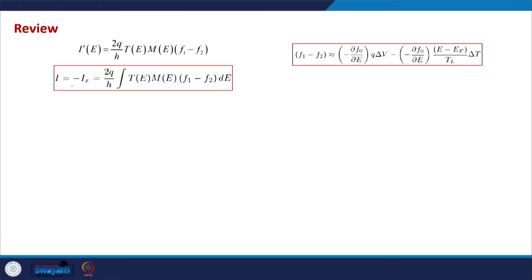So what we have seen is that in the expression of the current, F1 minus F2 is the forcing function, and forcing function means that if this term is non-zero, in that case the current will also be non-zero, and F1 minus F2 depends both on voltage difference across a conductor and temperature difference across a conductor. So this lies at the root of the thermoelectric effects.